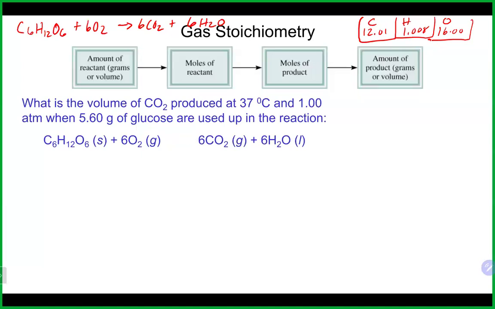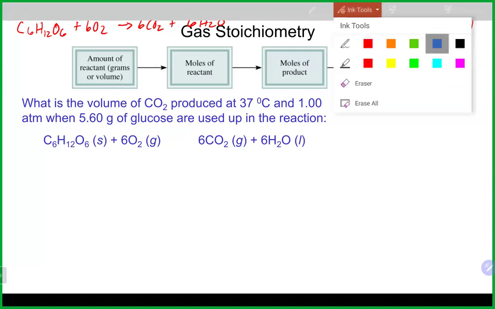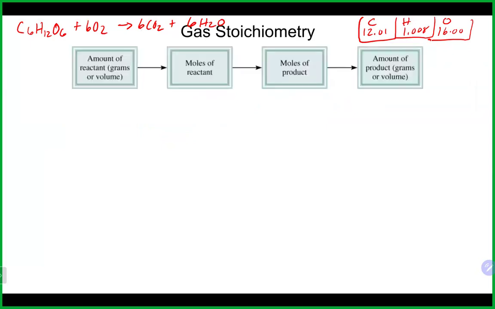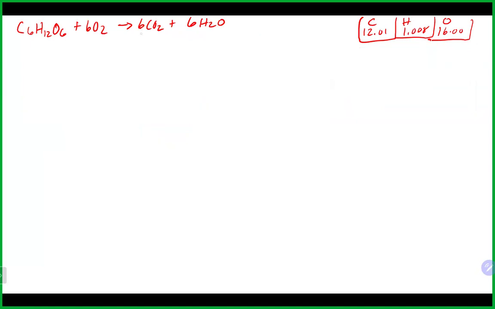Okay, let's take a look. So obviously this is a stoichiometry problem. And I'm just going to rewrite it a little bit higher so we can see everything here. We're looking for the volume of CO2. We do have the pressure given to us, which is 1 atmosphere. We do have the temperature given to us, which is 37 degrees Celsius. And the other piece of information we're given is we're starting with 5.6 grams of glucose.